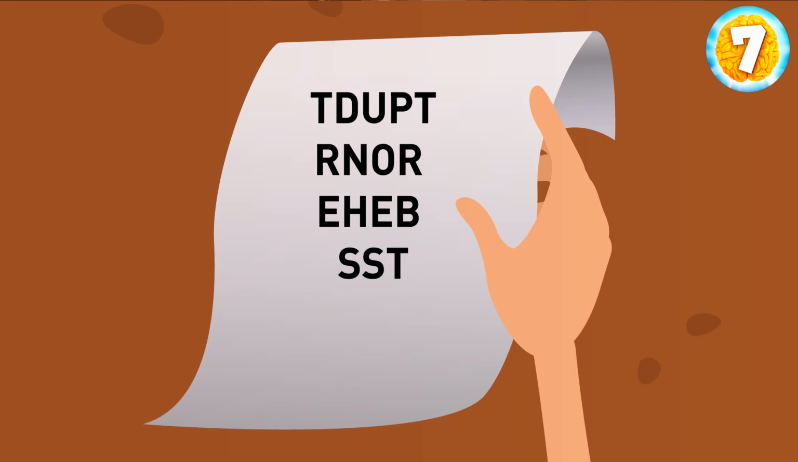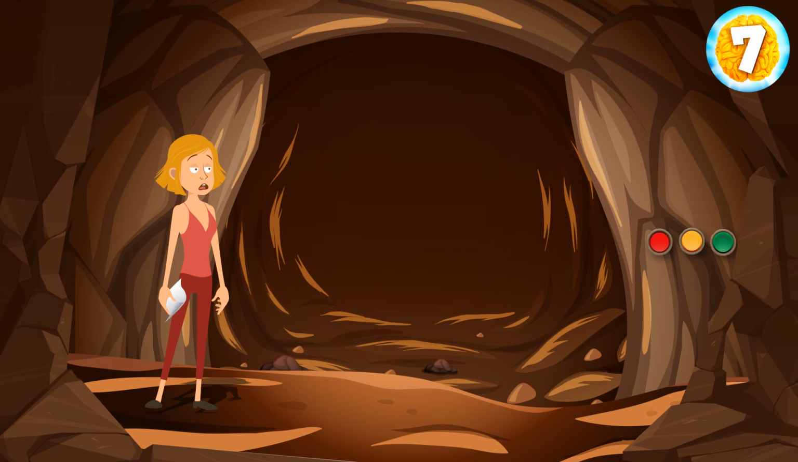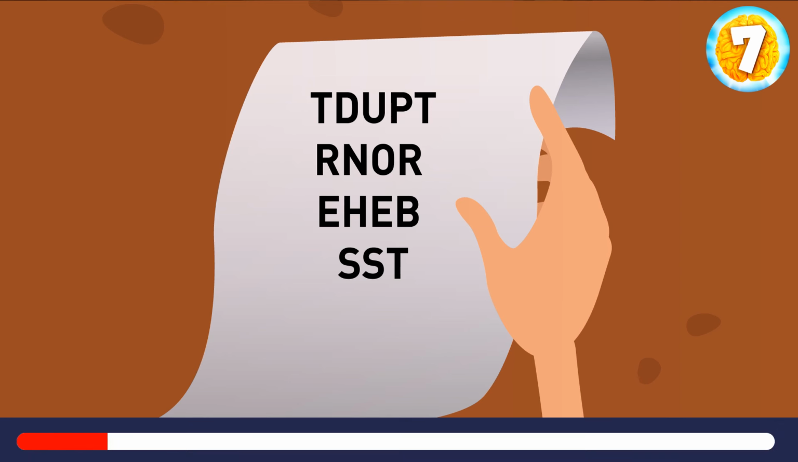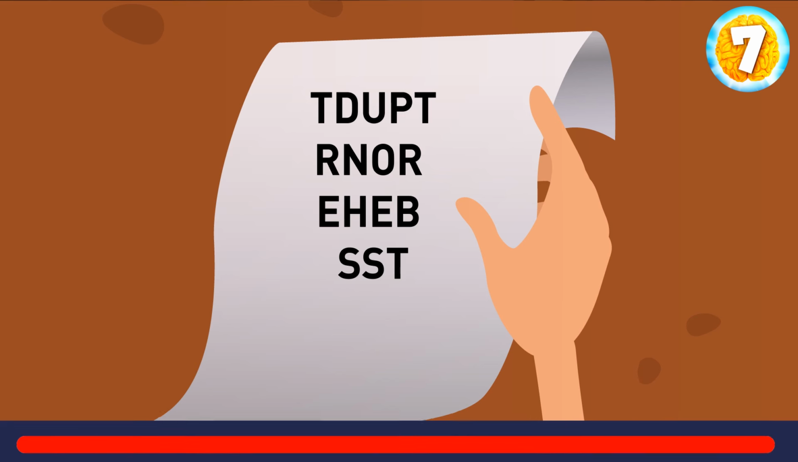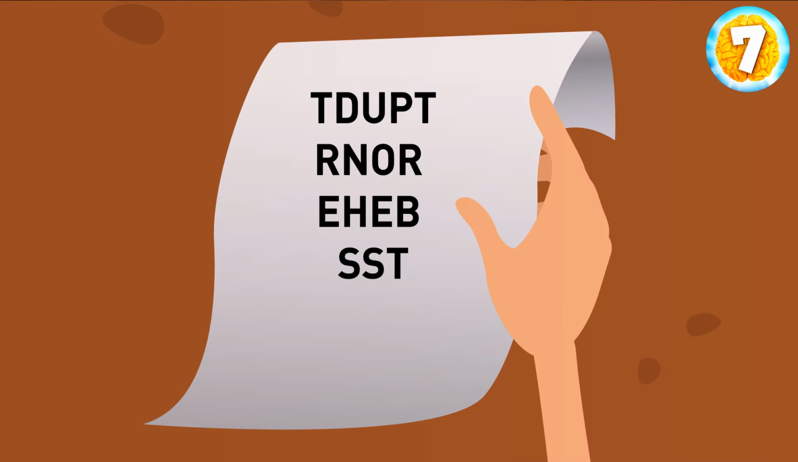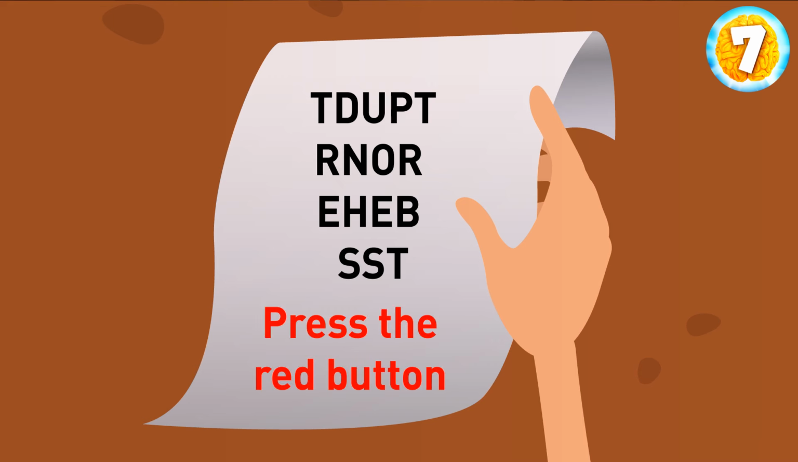On the floor, there was a note that read TDUPT, RNOR, EHEB, and SST. She clicked one of the buttons and managed to open a door on the wall. Can you guess which button she chose? The red button. She unscrambled the words on the note and discovered it read, "Press the red button."